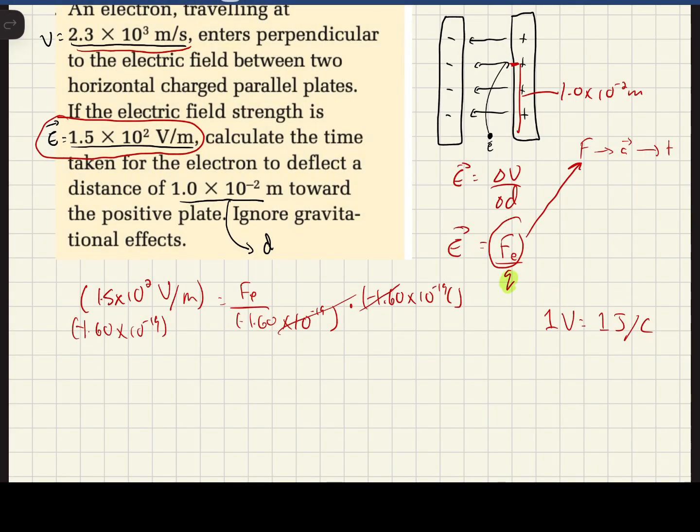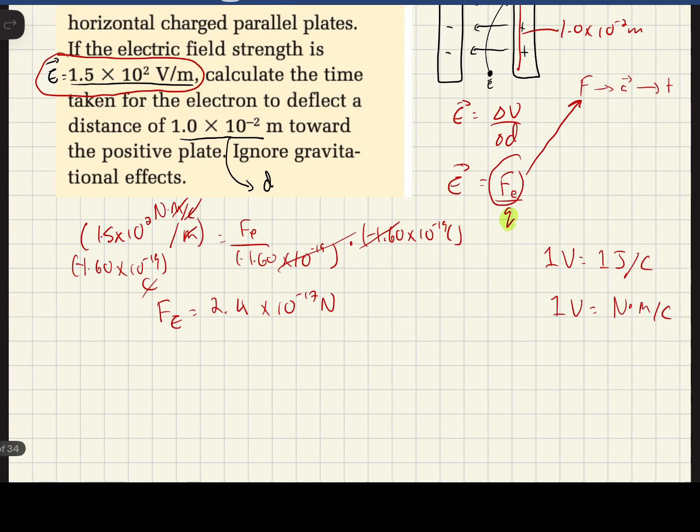Keep in mind here that 1 volt is equal to 1 joule per coulomb, and a joule is also a newton meter per coulomb. So if we go newton times meter per coulomb, the meters cancel out, then I end up getting newtons per coulomb, and then the coulombs cancel out, and I'm left with newtons. So my electrostatic force here, and I'm going to put a capital E here, ends up being about 2.4 times 10 to the negative 17 newtons.